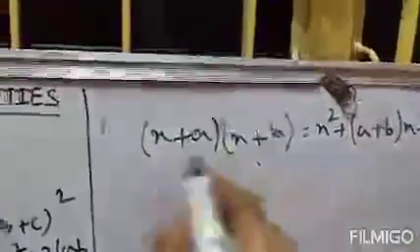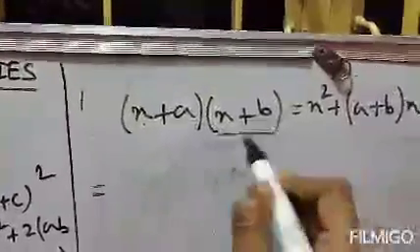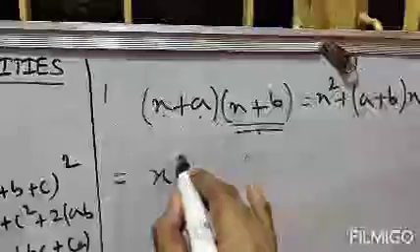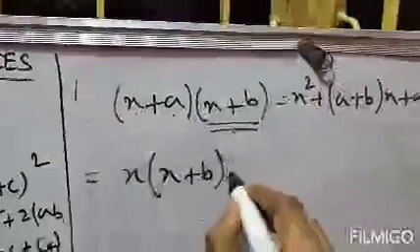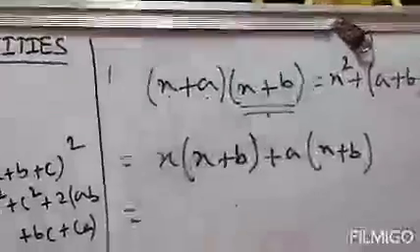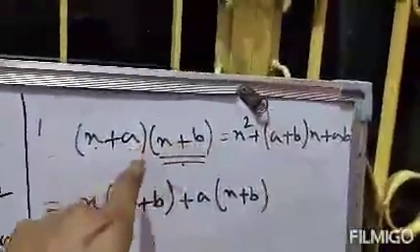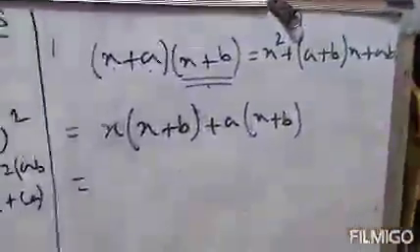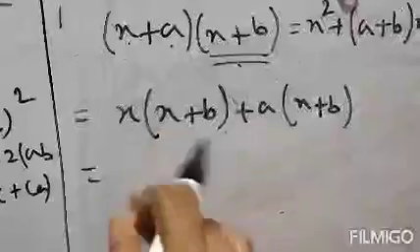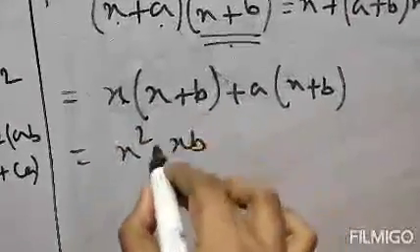Now how can you multiply? Just multiply x to x plus b and multiply a to x plus b. That means x into (x plus b) plus a into (x plus b). Clear? So now multiply x to x and x to b. So x into x is x square, x and b are xb, sign is plus.